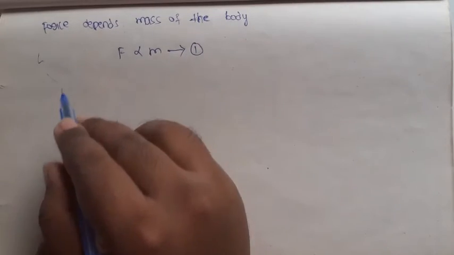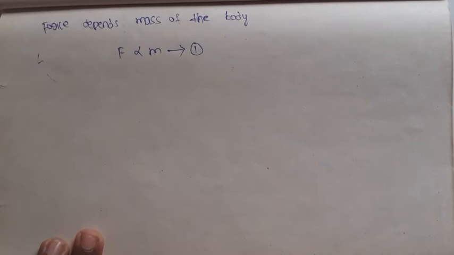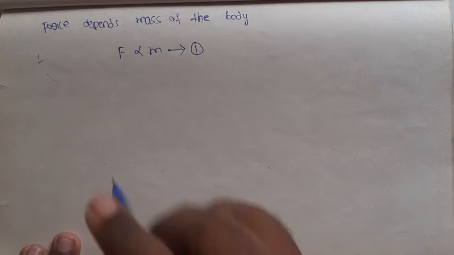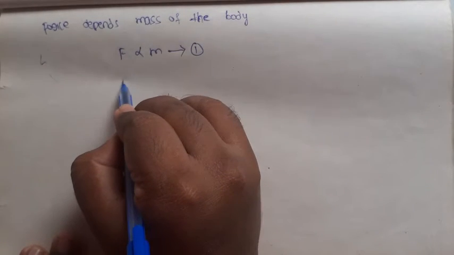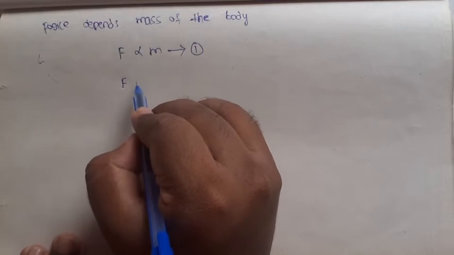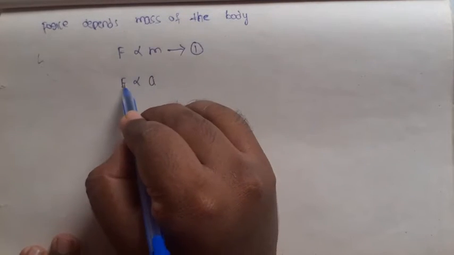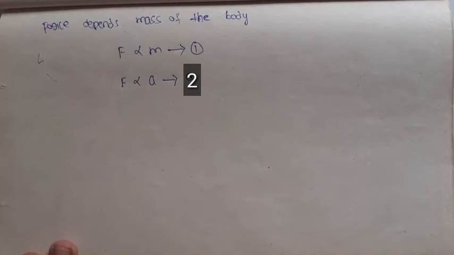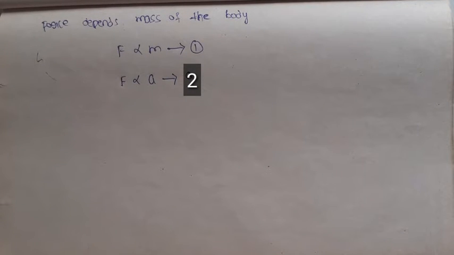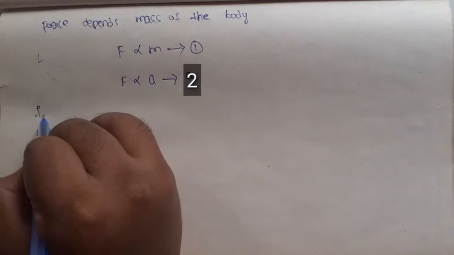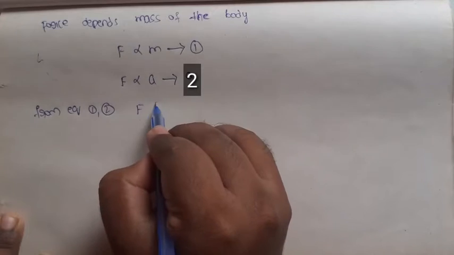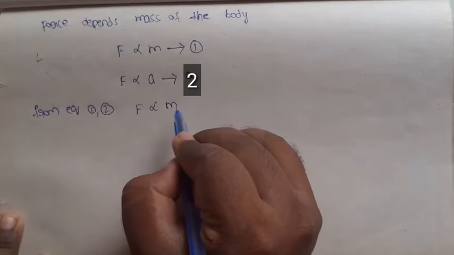Next one, force depends on the final velocity of the body. Final velocity means here the velocity is going to change. The rate of change of velocity is called acceleration. So if you want to increase the acceleration, we require a large amount of force. So F is directly proportional to a. F is directly proportional to mass, and F is directly proportional to acceleration. From equations 1 and 2, what do we write? F is directly proportional to m a.